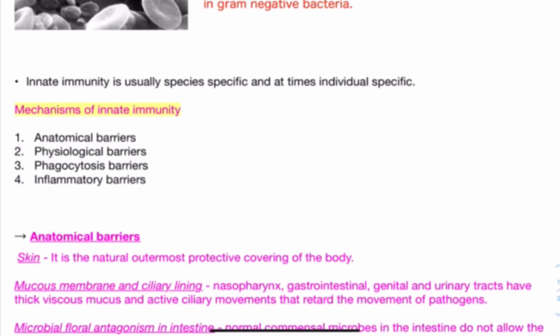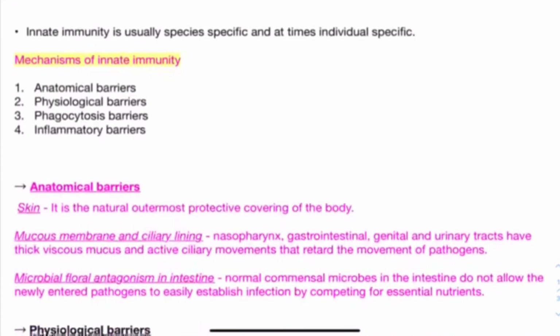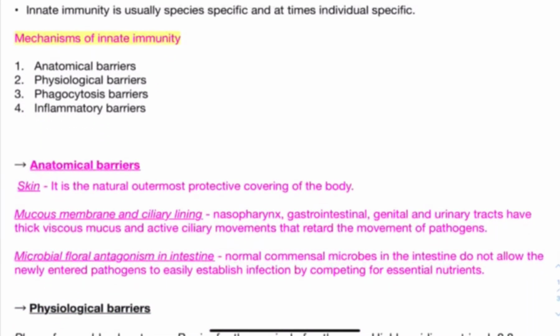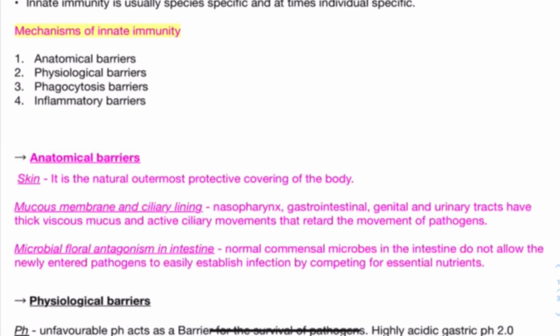So let's see the mechanisms of innate immunity. There are 4 types of general mechanisms which act as barriers that are responsible for immunity. First, we have anatomical barriers. Second is physiological barriers. Third, phagocytic barriers. And fourth, inflammatory barriers. We'll be discussing 2 barriers in this video.